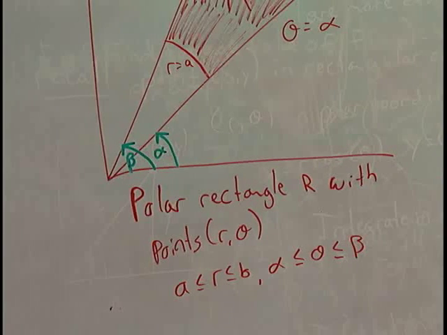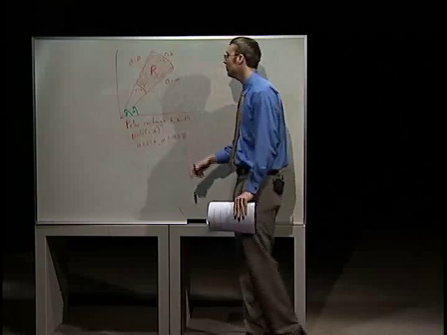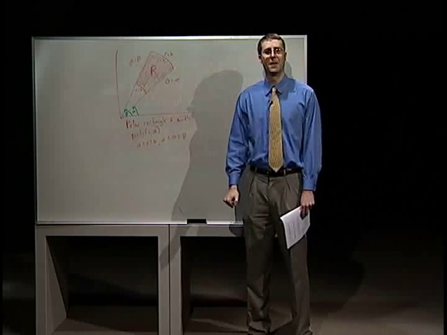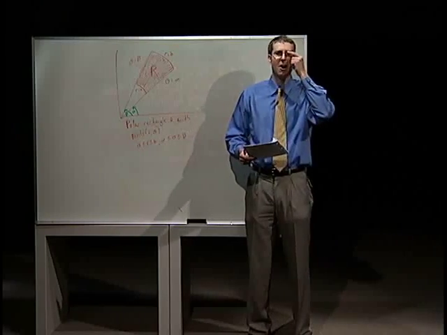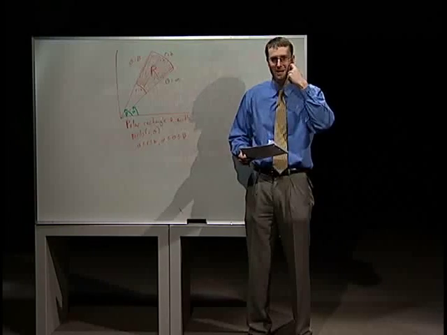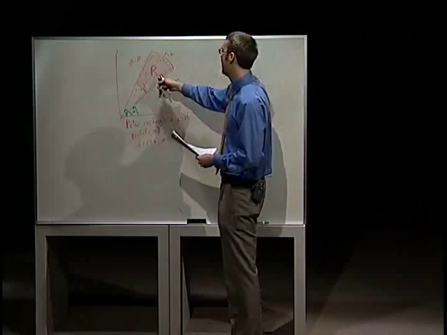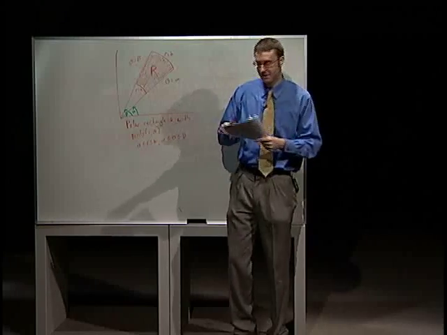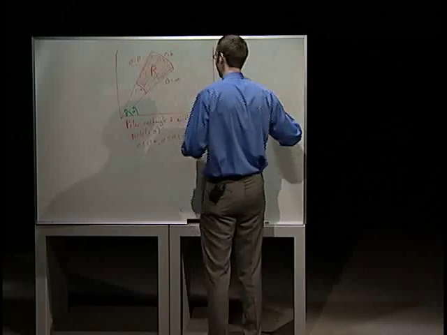The r values lie between a and b. The theta values lie between alpha and beta. Okay, so there's a polar rectangle. Well, this is our region R to integrate over, maybe. So now the question is, what do we do? Just like with rectangular coordinates, we broke things down into smaller rectangles, and we did that over and over and over again, took a limit. Same idea here. We're going to break down the big polar rectangle into smaller polar rectangles and take a limit of areas. So let's draw the corresponding picture over here.